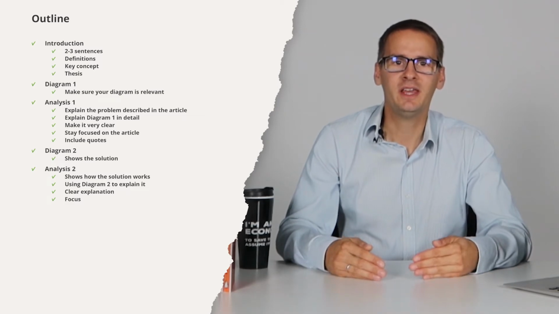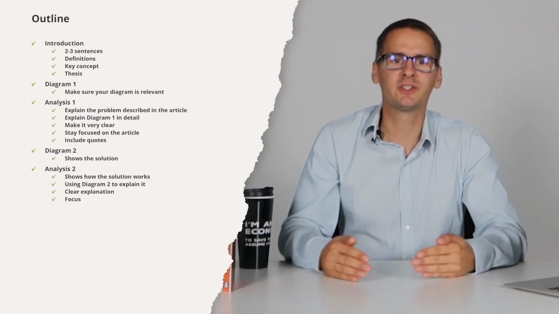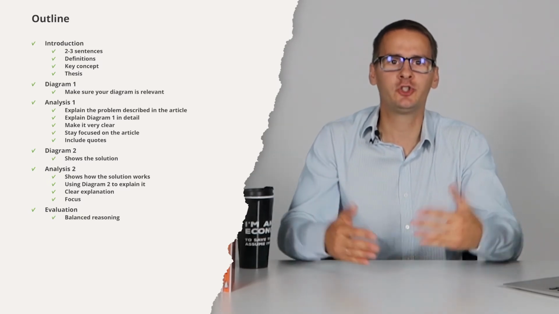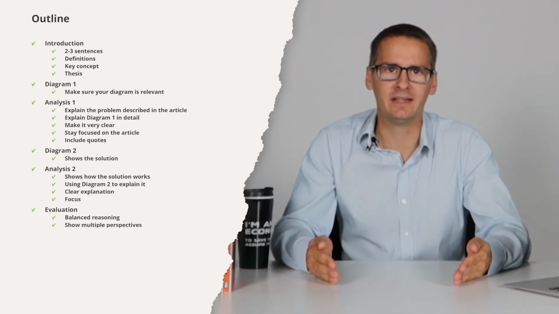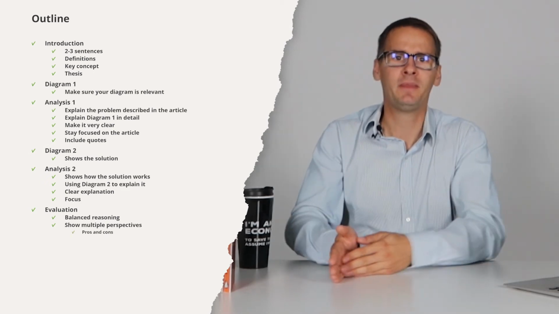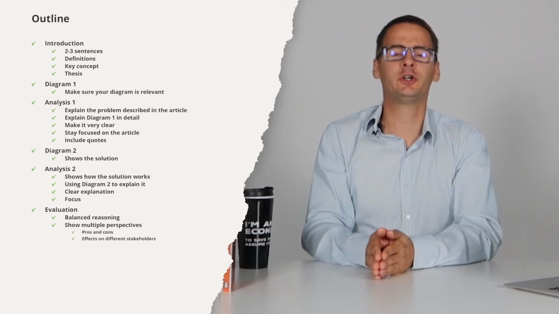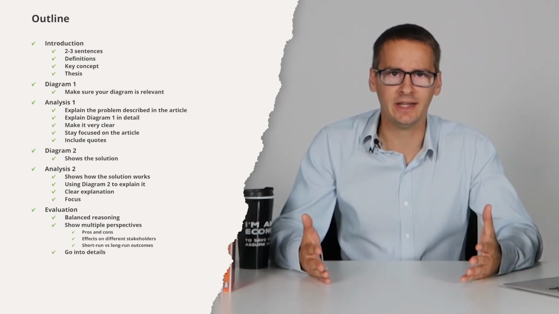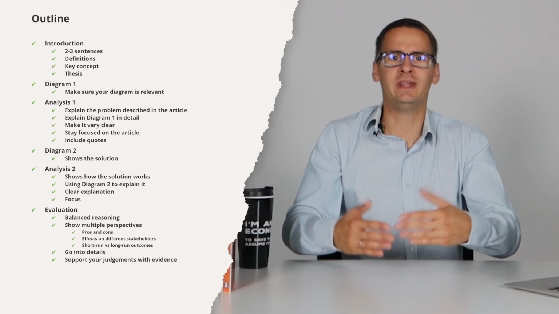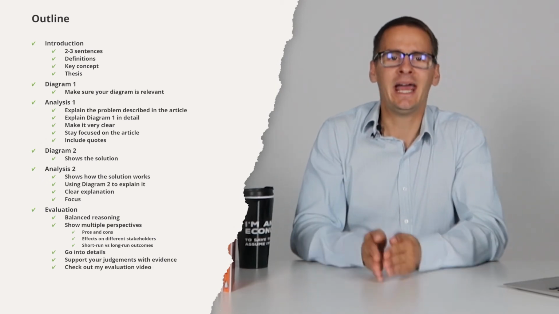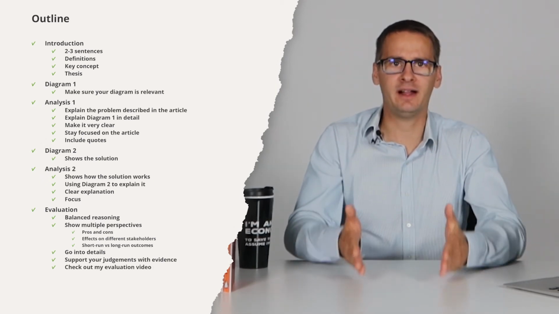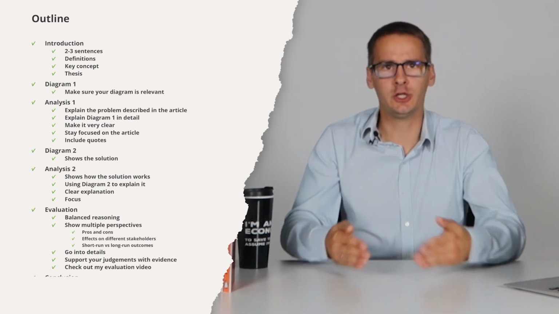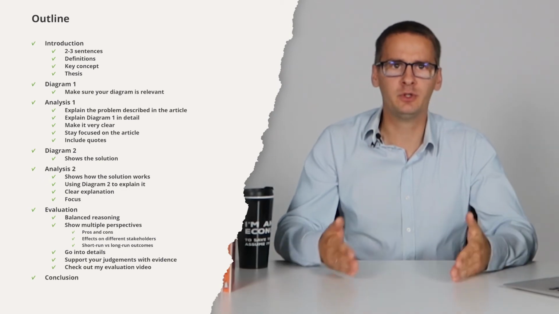Once you're done with this, you can spend the next 2 paragraphs on evaluation. The IB prefers balanced reasoning, so make sure you show here multiple perspectives, which can include pros and cons, effects on different stakeholders, or short-run versus long-run outcomes, and so on. Do go into the details here and support your judgments with evidence. But I've dedicated a whole video to just the evaluation. Check it out too.